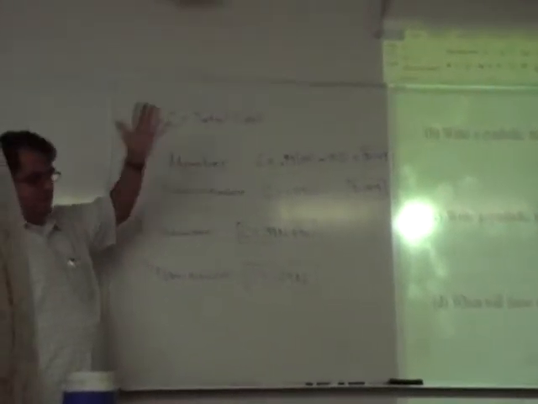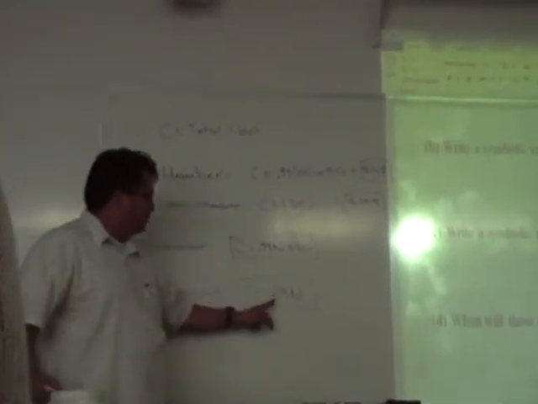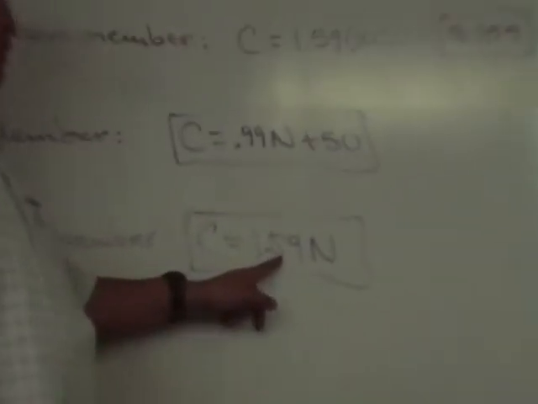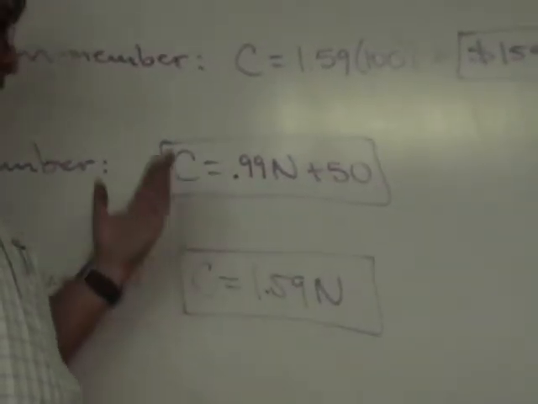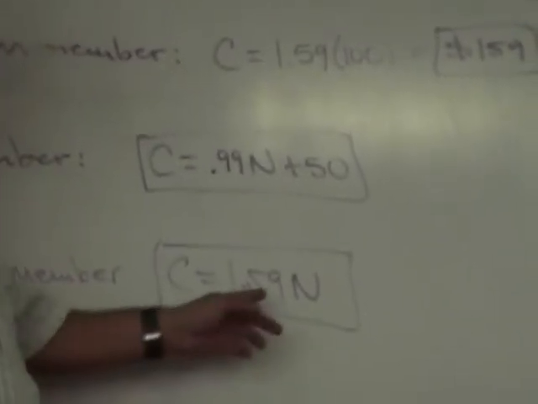Weekend gathering, whatever, 5 liters. How much would it cost you here for 5 liters? 1.59 times 5. I don't know what that is. That's a little bit under $8, like $7.90 or something, right?